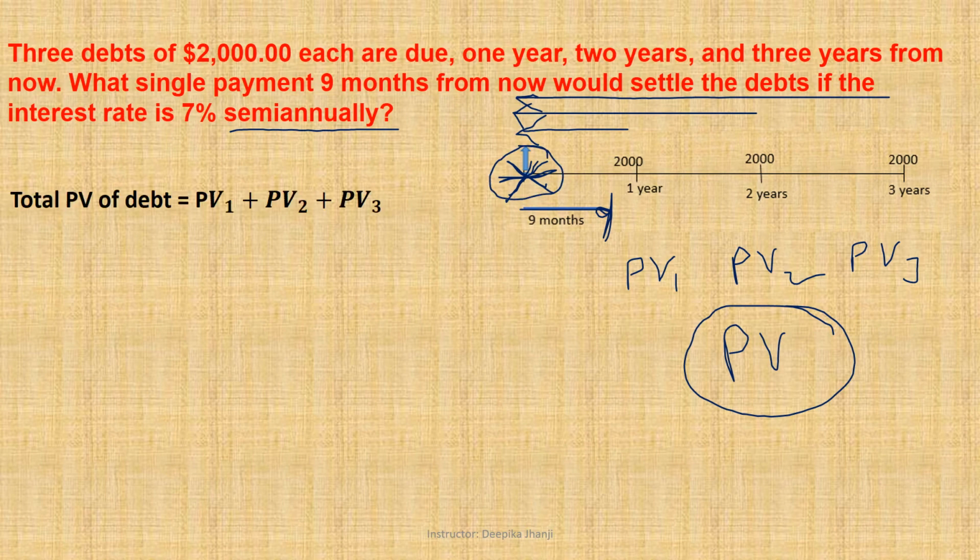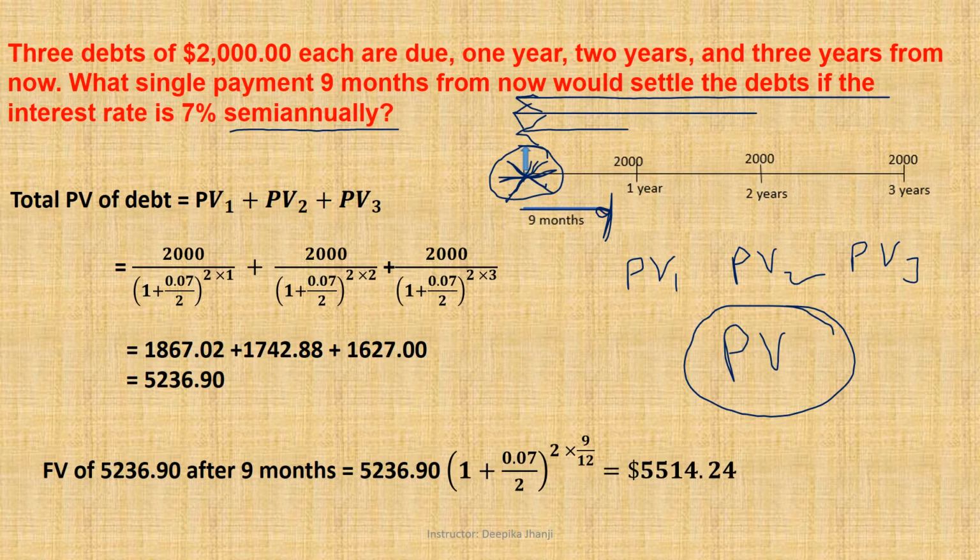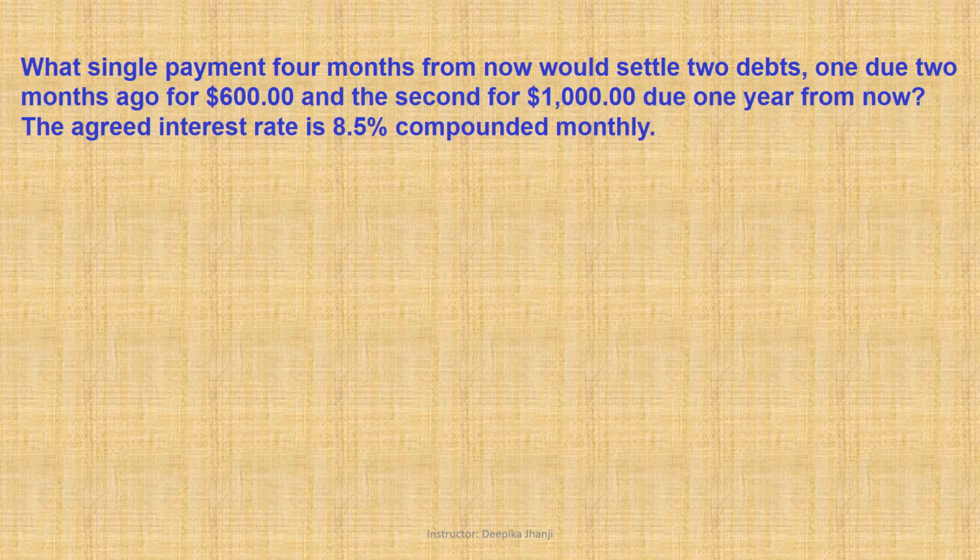So let's plug all the values into the present value formula using compound interest, and then the future value of the total debt after 9 months is 5,514.24. So this is the single equivalent payment which will cover all these three debts. Next question: what single payment 4 months from now would settle two debts, one due 2 months ago for 600 and the second for 1,000 due 1 year from now? The agreed interest rate is 8.5% compounded monthly.